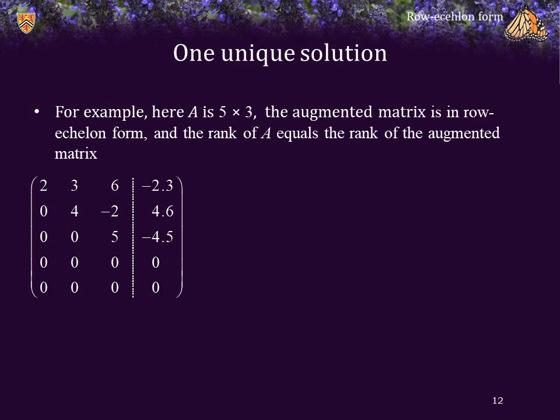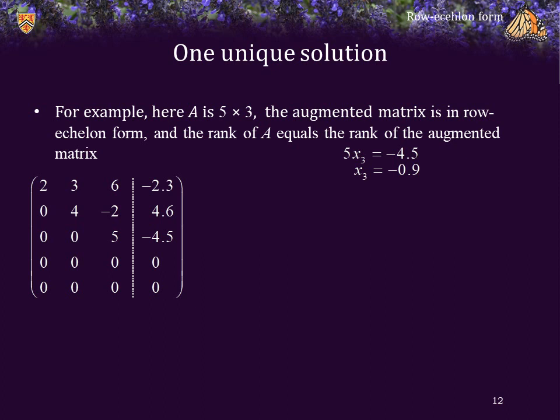Now, for example, here the matrix A is 5 by 3. Again, 5 is greater than 3, and we see that the augmented matrix is in row echelon form and the rank of A is equal to the rank of the augmented matrix. So, the last 2 rows are 0 rows, and therefore we can ignore them. Consequently, we start at row 3. Row 3 says that 5 times x3 is equal to negative 4.5. Dividing both sides by 5 gives us that x3 is equal to negative 0.9.